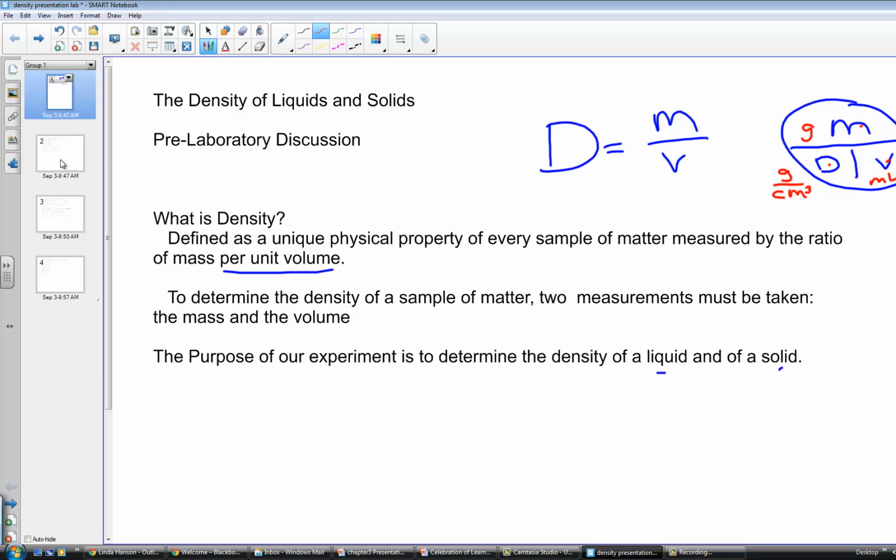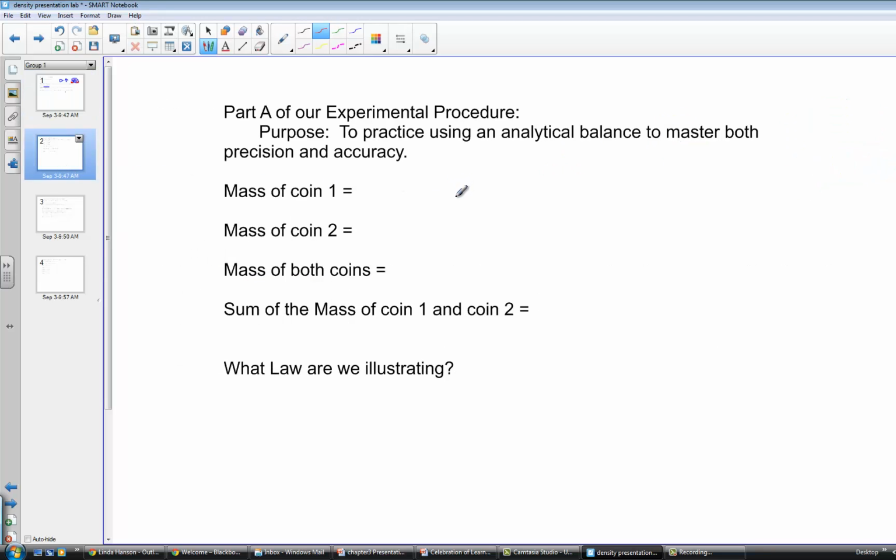We do have three components of our experiment, a part A, part B, and part C. The part A of our experimental procedure has a learning goal that has us practicing, really just becoming proficient at using the analytical balance, to master both precision and accuracy. Precision: am I able to repeat the experiment over and over and get a concise answer? And with the term accuracy, am I coming very close to the correct answer?